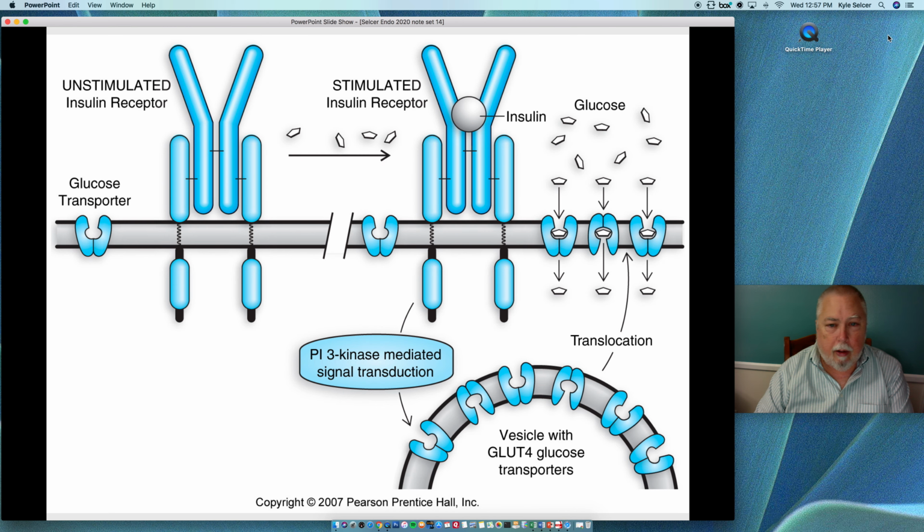So here's an example. How do we get the glucose transporter into the membrane? An unstimulated insulin receptor, and there's one little glucose transporter sitting there. You stimulate the insulin receptor, it turns on a PI3 kinase mediated signal transduction pathway, causes translocation of vesicles that have a whole bunch of glucose transporters in them. They bind to the membrane and leave those transporters in the membrane. So you get GLUT4 in the membrane as a result of insulin action.